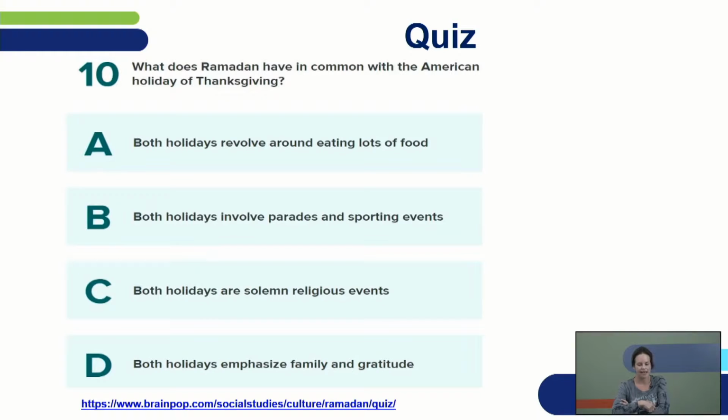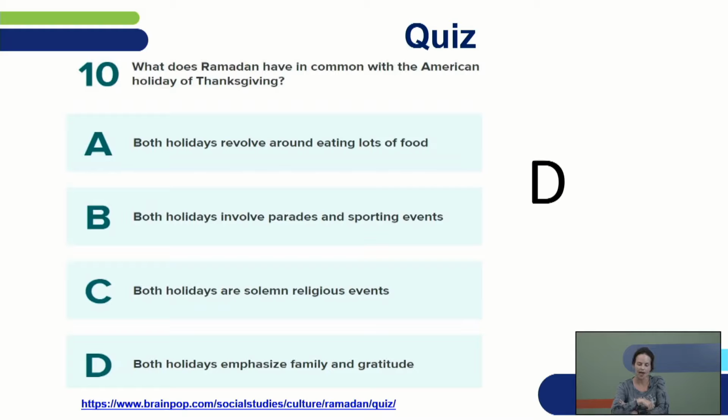Number 10, what does Ramadan have in common with the American holiday of Thanksgiving? A, both holidays revolve around eating lots of food. B, both holidays involve parades and sporting events. C, both holidays are solemn religious events. Or D, both holidays emphasize family and gratitude. Now, I feel like there could be two answers here, but I'd like you to pick the best answer. What's the best answer? What do they have in common?